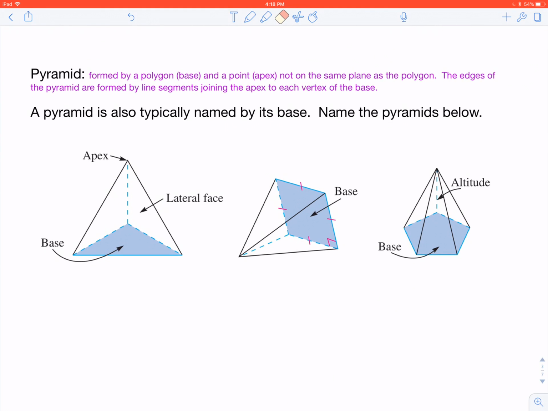A pyramid is formed by a polygon base. Notice a polygon base, there's only one. And a point, this point is called the apex. The apex is not on the same plane that the polygon is on. So let's stop right there. Notice down here, I have a triangle polygonal base. And then I have this point called the apex, and it's somewhere that's not on the same plane that the base is on. The edges of the pyramid are formed by line segments that join the vertices to the apex. So you can see here, this is a line segment that's joining my apex and my vertex on my base.